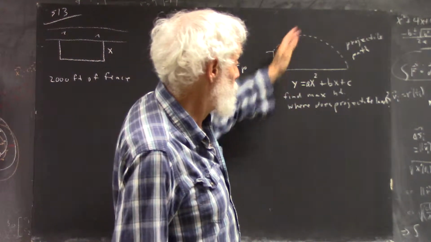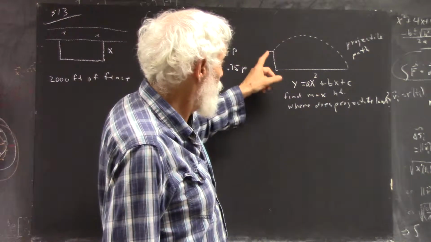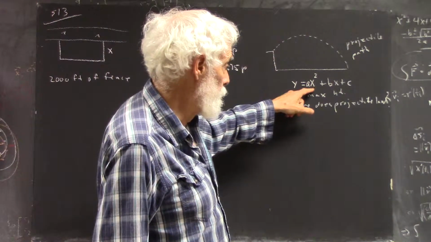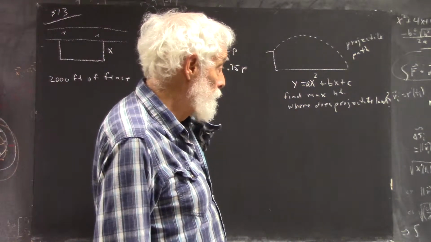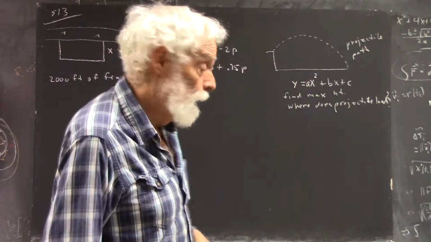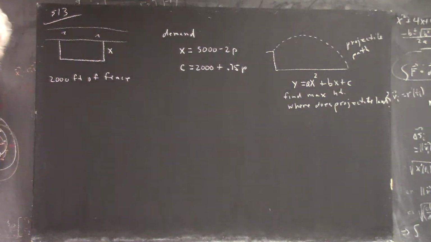Okay, or projectile path. If the height y of a projectile is a quadratic function, how do you find the maximum height, and how do you figure out where the projectile lands? So let's just quickly look at these.